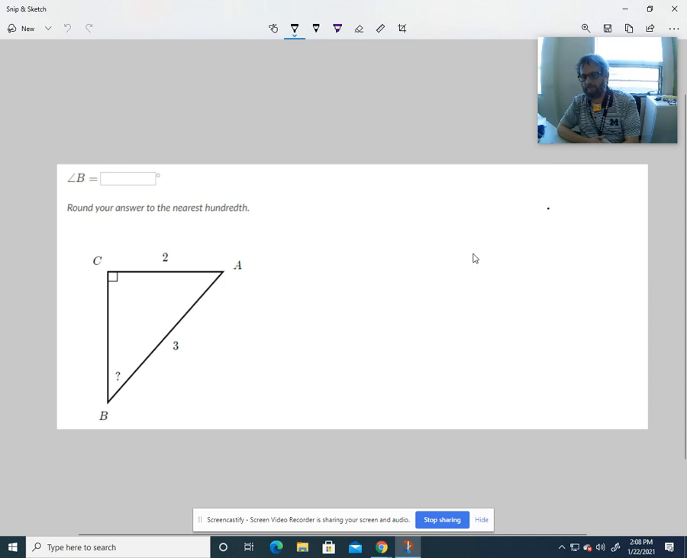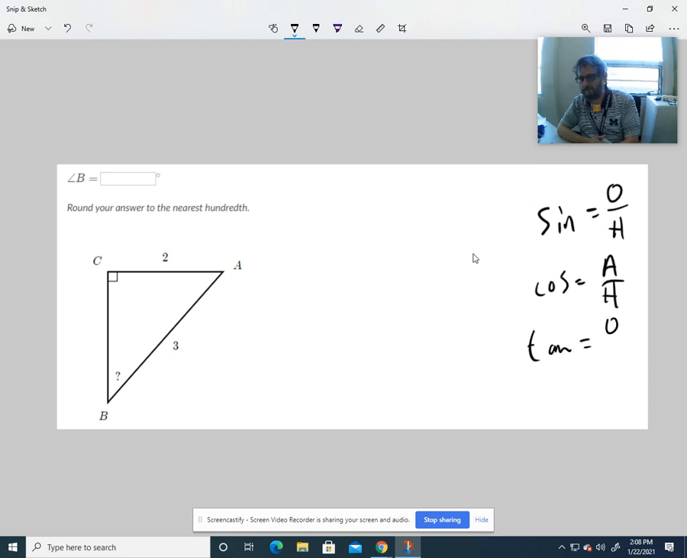The sine of an angle equals the opposite leg divided by the hypotenuse. The cosine of an angle is the adjacent leg divided by the hypotenuse. And the tangent of an angle is the opposite leg divided by the adjacent leg.